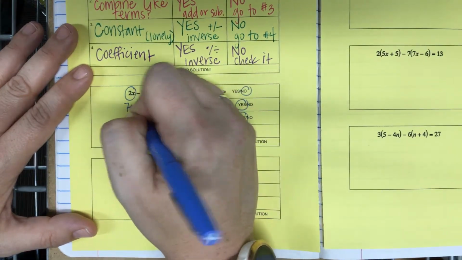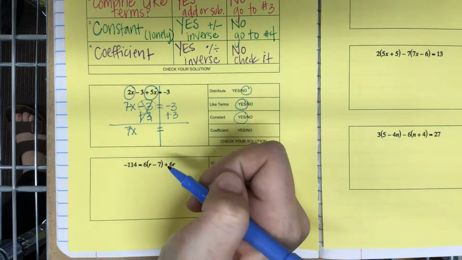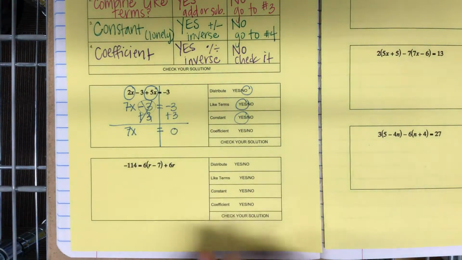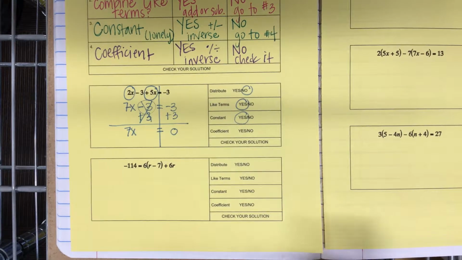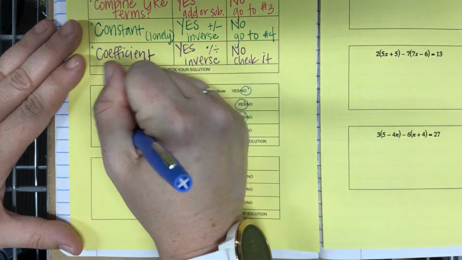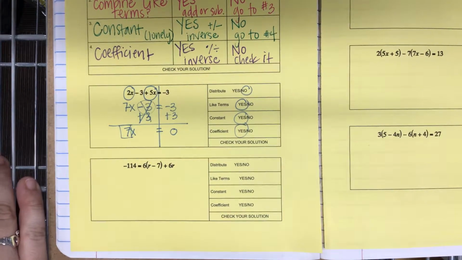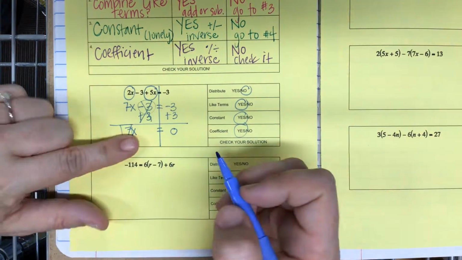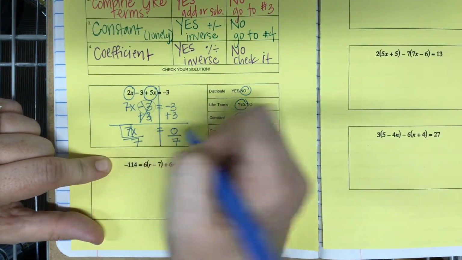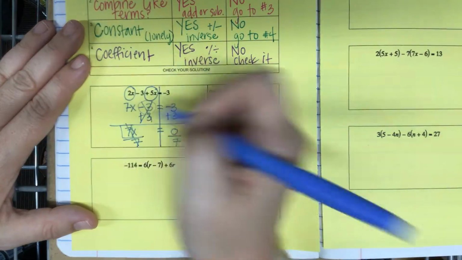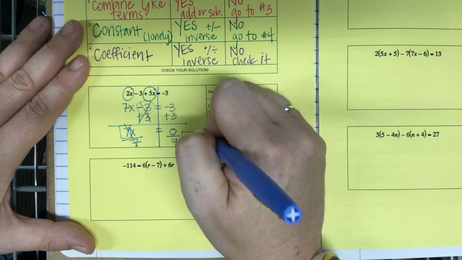7x equals, what's -3 plus 3? 0. Is there a coefficient? Yes. How do you get rid of that coefficient? Divide, because this means multiply, the inverse, right? Divide by 7, divide by 7. What's 0 divided by 7? 0. X equals 0. So that's my answer.